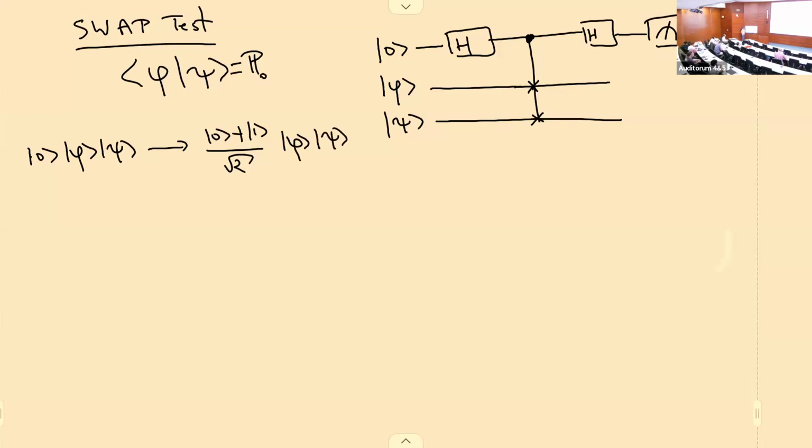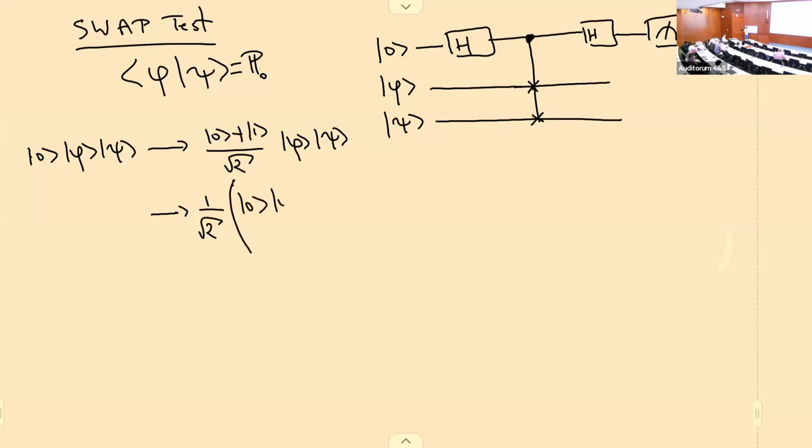Again, I'm not writing, but these are the products, right? As usual, between states. And then, okay, so what do I do? I apply the control swap. So if the first qubit, the control one, is in 0, I don't do anything. Okay, so everything is linear, so 1 over square root 2.